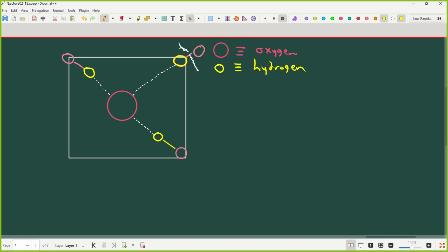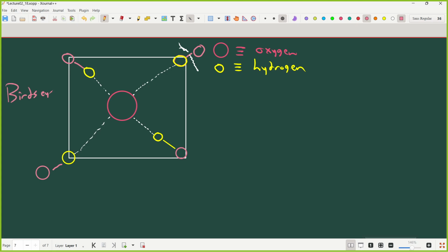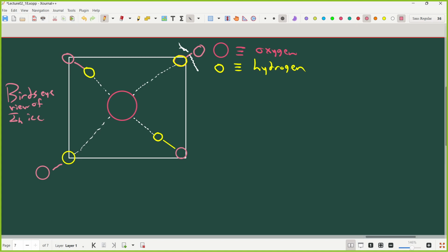And then finally, one that looks like this. All right, so this is what the bird's eye structure of water looks like. This is the bird's eye view of IH ice. It turns out that there are 2 different types of hydrogen bonds in the crystal, 2 different lengths.